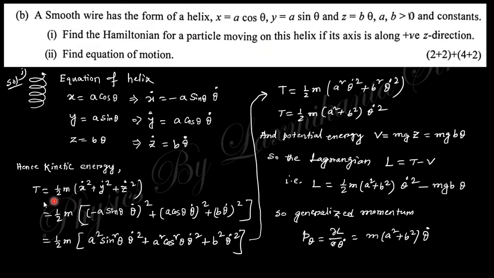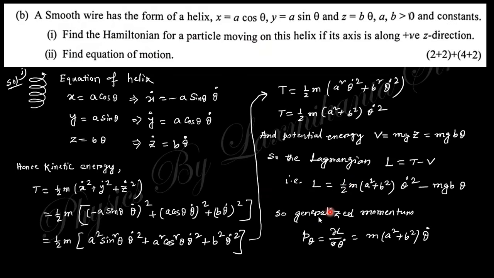Hence the kinetic energy is half m times x dot square plus y dot square plus z dot square. Squaring and adding these, you will obtain this equation. Just rearranging them, sin square plus cos square theta gives you 1. So this is the kinetic energy, and the corresponding potential energy is mgz, where z is nothing but b theta, giving mg b theta. The corresponding Lagrangian equals kinetic energy minus potential energy, that is T minus V. Put in the expressions of T and V, and you will get the expression of the Lagrangian.